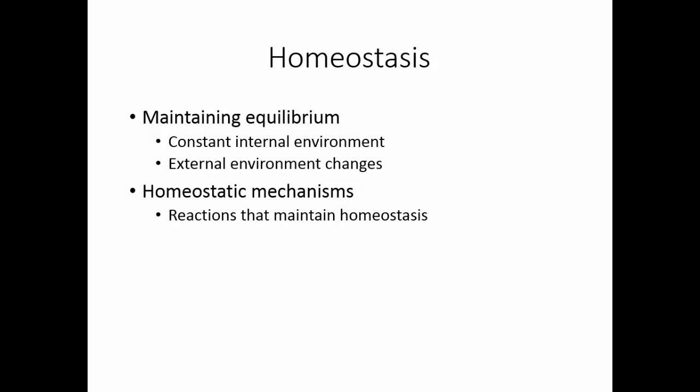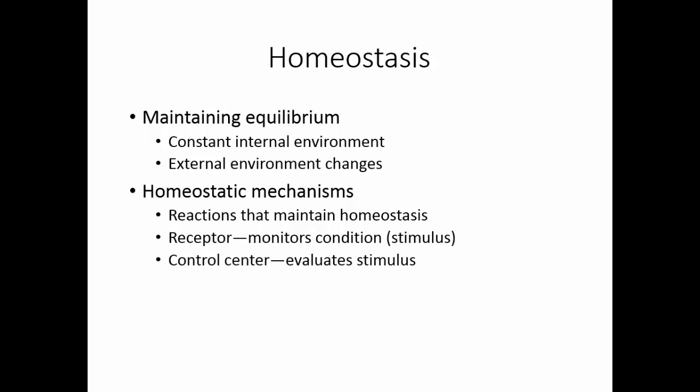In a homeostatic mechanism, you have to have a receptor. Now, a receptor is capable of picking up a stimulus and monitoring a condition. This condition could be anything from body temperature to blood glucose levels to sodium levels or blood pressure. The stimulus has to be sent to a control center. The control center will then evaluate the stimulus. If the stimulus is normal, nothing will happen.